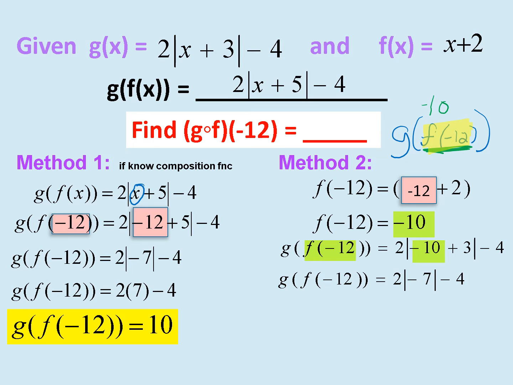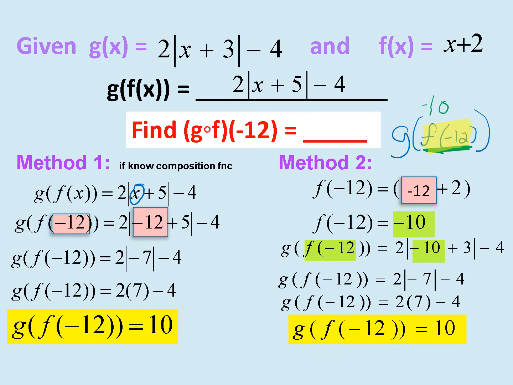That's starting to look like what we had on the left side. Don't think that's a coincidence. So the absolute value of negative 7 is positive 7. Well, 2 times 7 is 14 minus 4 is 10. So you can arrive at the answer using either method. But either way, we know that g of f of negative 12 is 10.